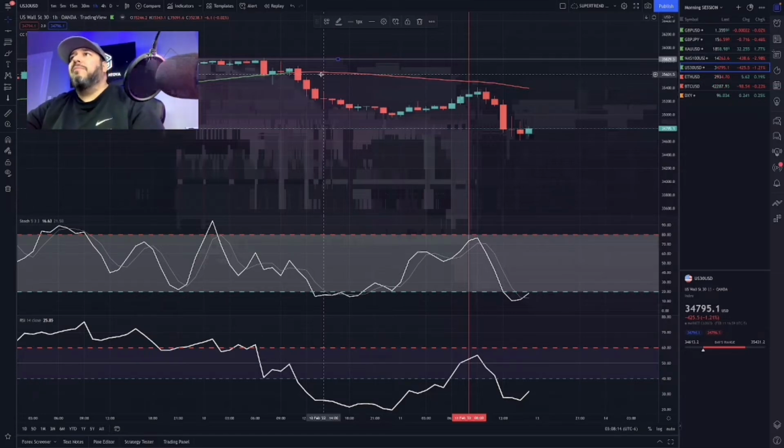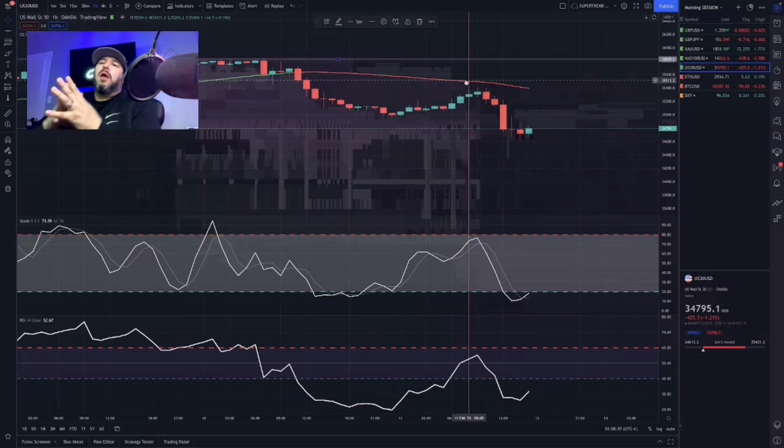And then she finally broke. And then what did she do? She came up and almost retested it. So understanding these zones is very important, and just really your psychology. Stop being in a hurry. Be patient. Look at where she went. Look at where she exhausted. Look at the wicks. It all tells a story, and if you understand and learn that, it's very simple. Stop complicating things.